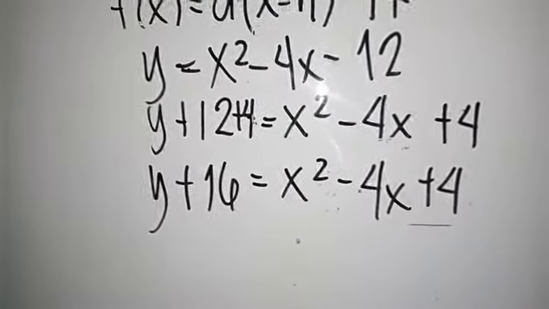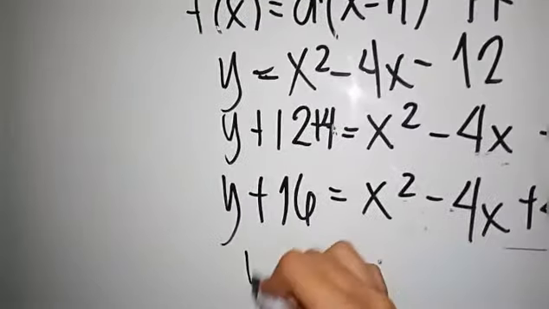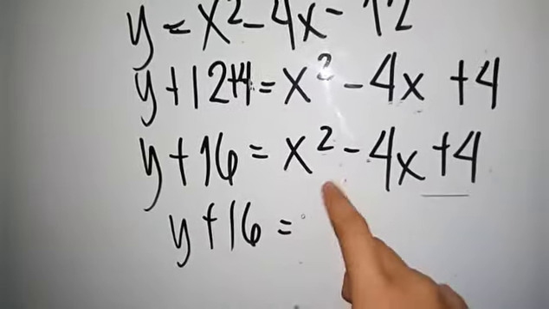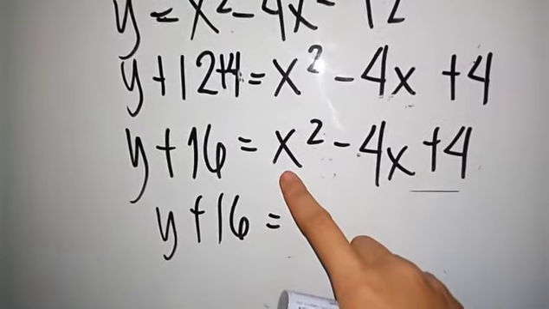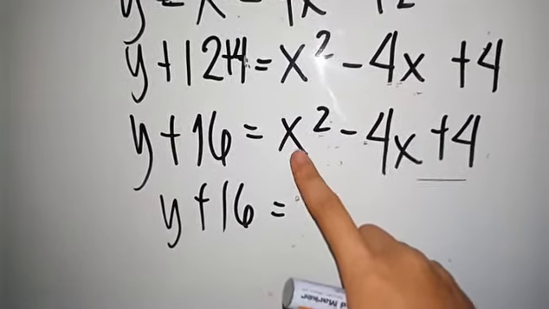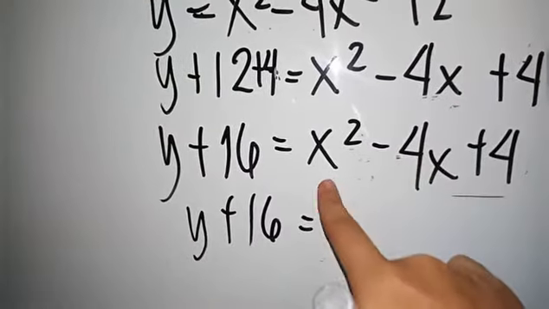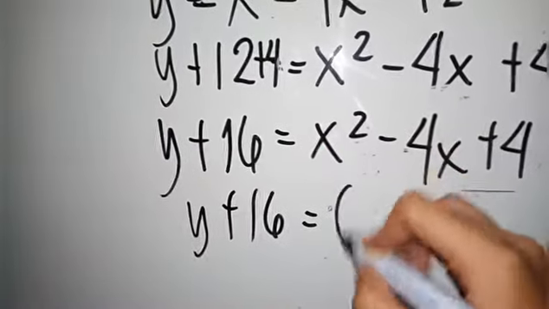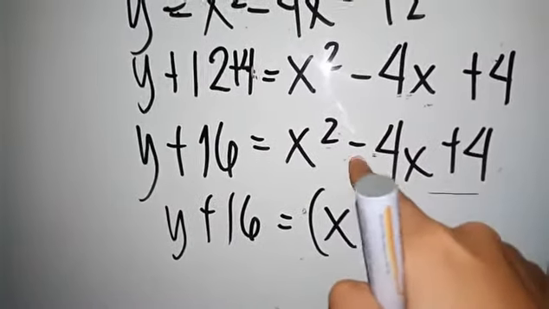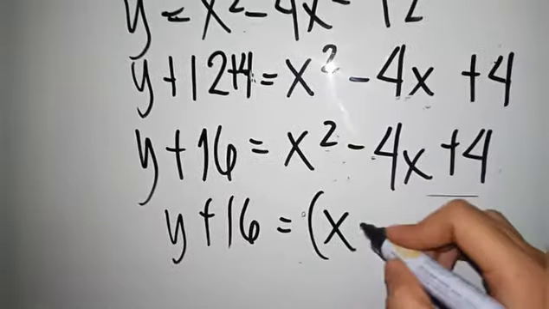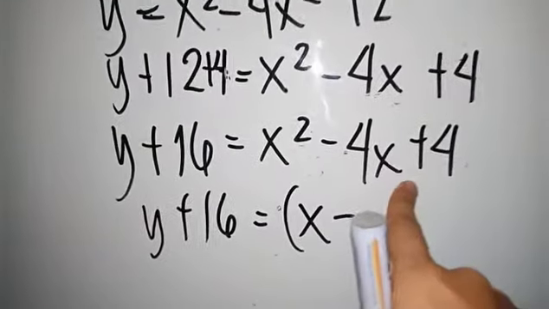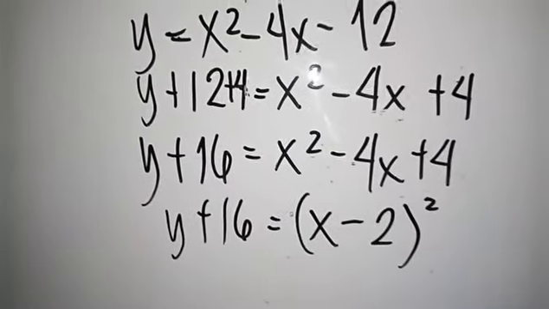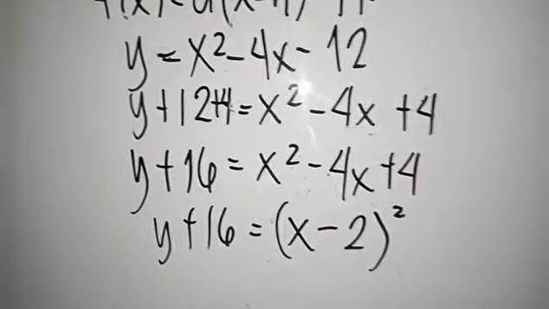square of binomial. So, we have now y plus 16, copy lang natin, is equal to, ang gagawin lang natin is, get the square root of the first term, which is, we have x squared, or square root of x squared will give us simply x. Then, copy lang natin yung sign ng ating second term, which is negative. Then, kunin natin yung square root ng 4, which is 2. Then, yun na yung ating magiging square of binomial.